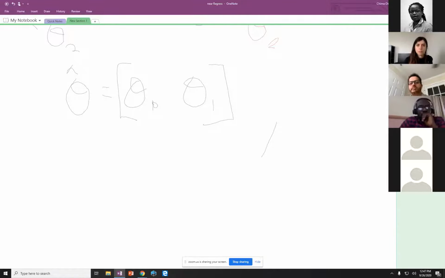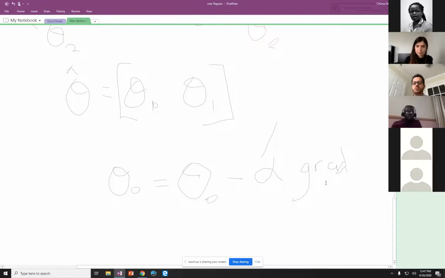And for the number of iterations, we say theta 0 is equal to theta 0 minus our learning rate, I think represented by alpha, times the gradient of the cost function with respect to theta 0, right?